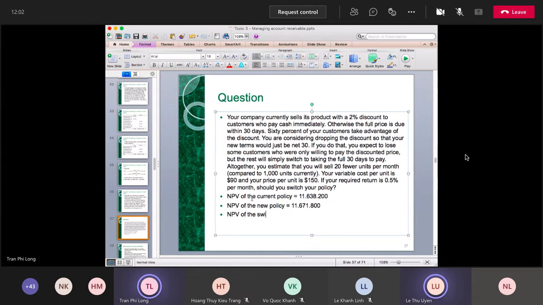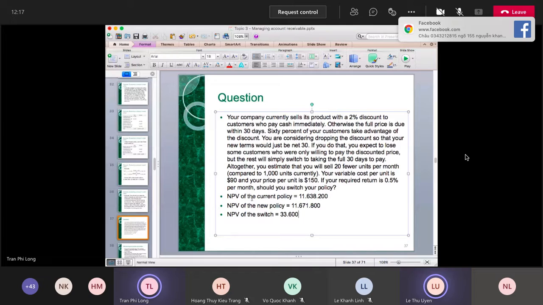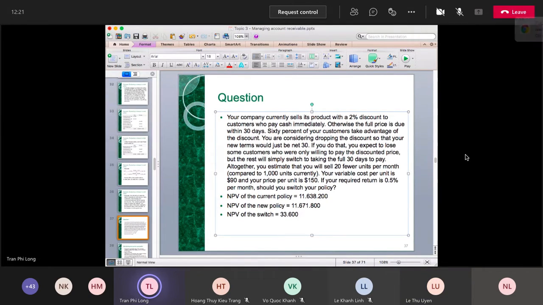The switch will be, I find out the difference between the net present value of the new policy and the net present value of the current, which equals 33,600. Okay. So basically your result is similar to my results. I think you are correct.